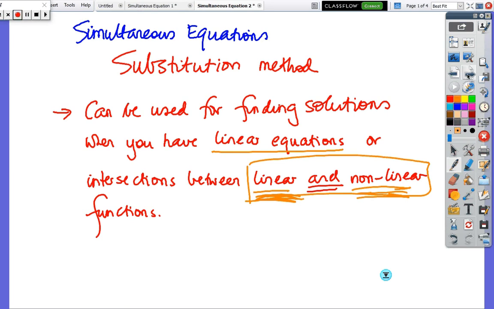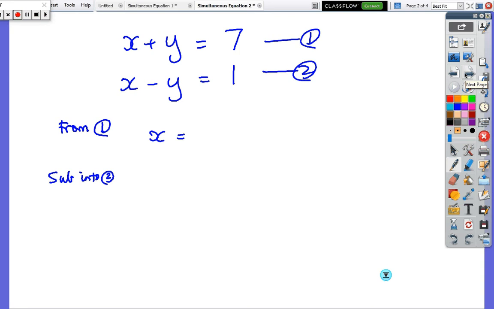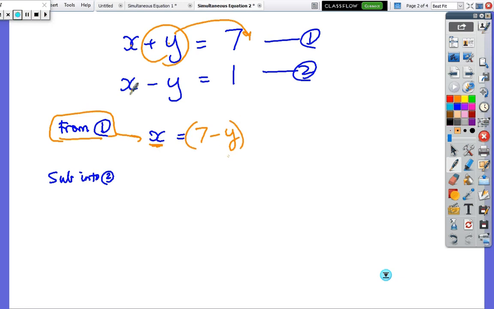So copy that and come across. Okay, so in the last method, elimination, we could have eliminated the x's or the y's by adding or subtracting, but in this method, we're going to make x or y the subject of an equation. So from equation 1, move the y across, so x equals 7 minus y, just from equation 1. And then we put this new expression here, where the x is.